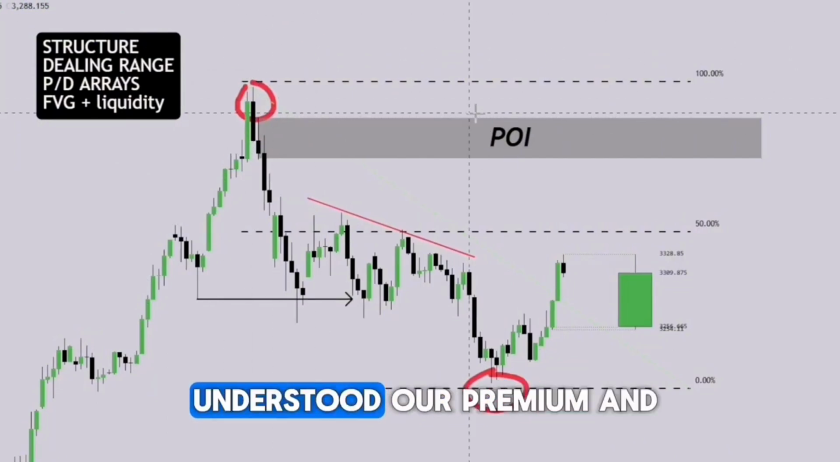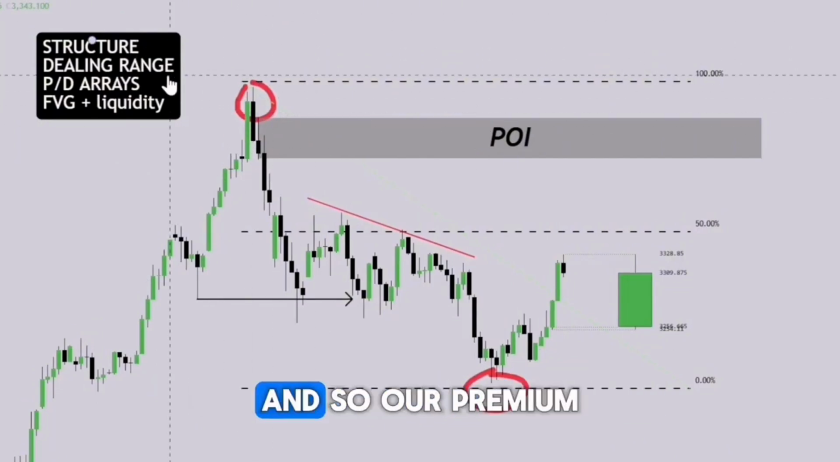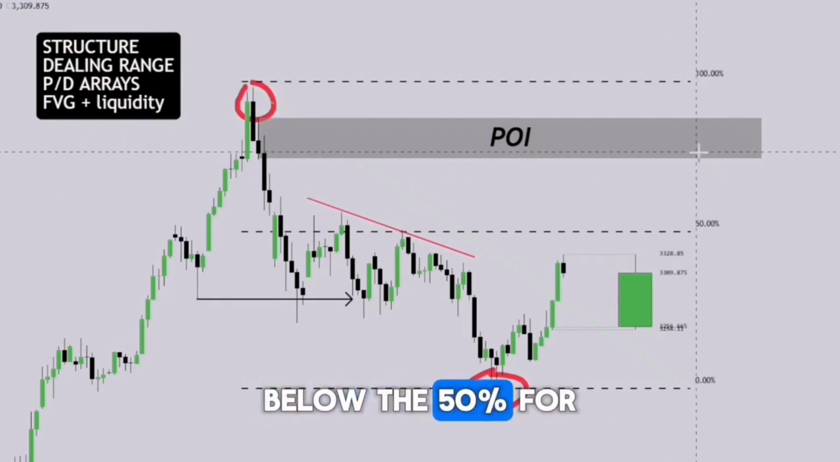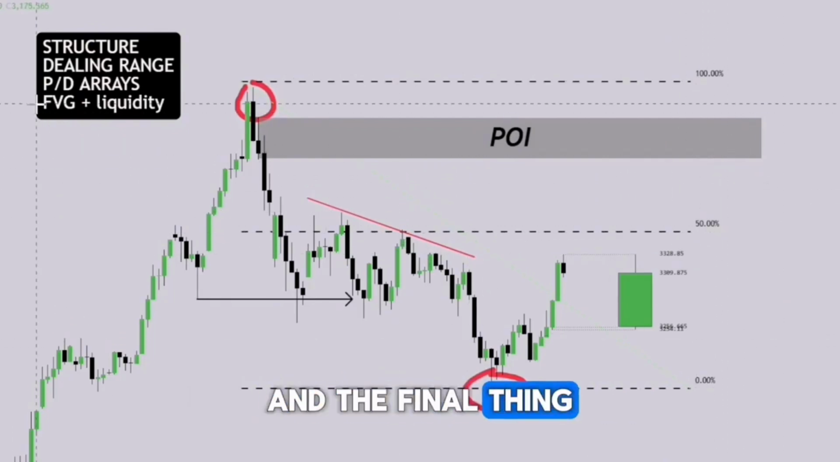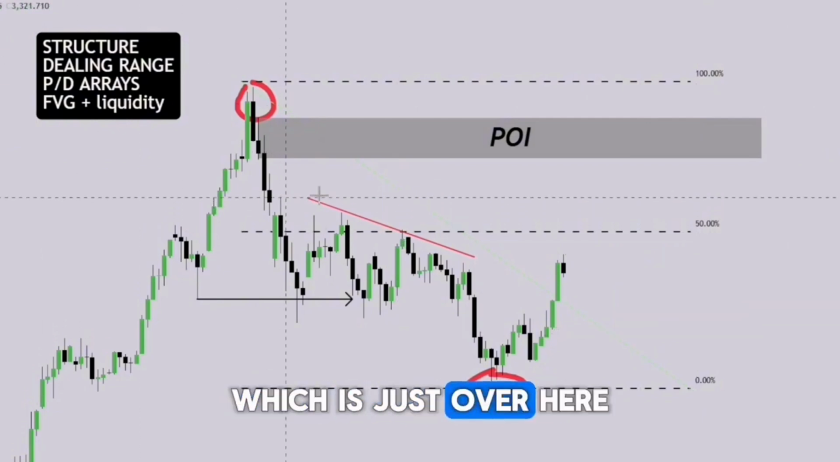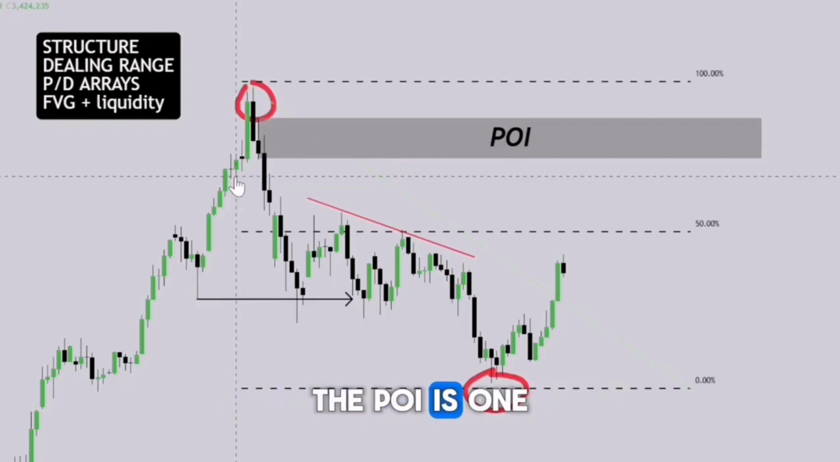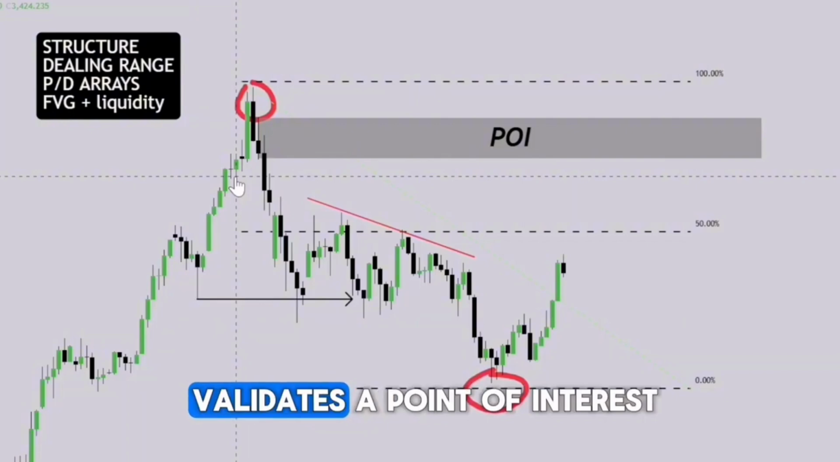Then from here, we've understood our premium and discount arrays. And so our premium and discount arrays: above the 50% area is a premium, below the 50% is a discount. And the final thing is, of course, fair value gaps, which is just over here. The fair value gap is always different from the POI. The POI is one candle before the fair value gap, right? A fair value gap validates a point of interest.